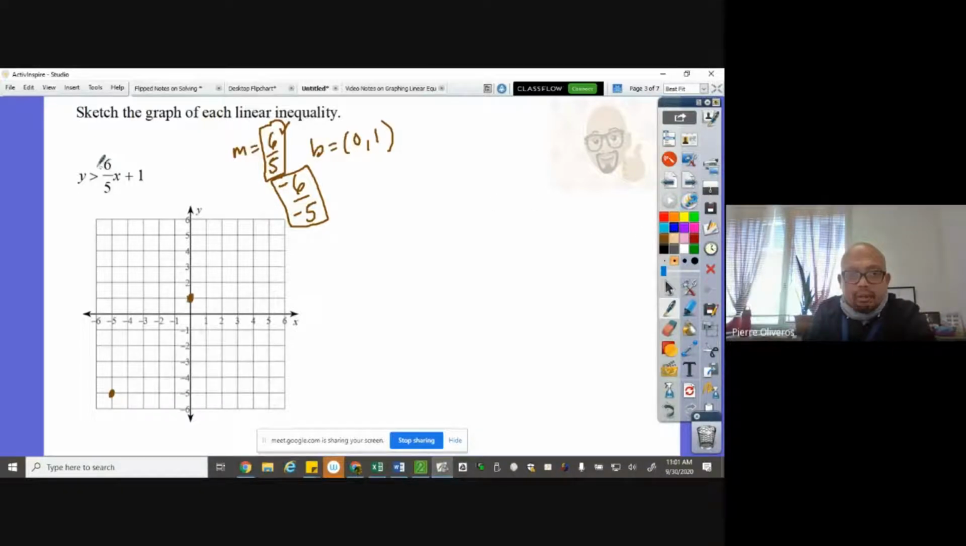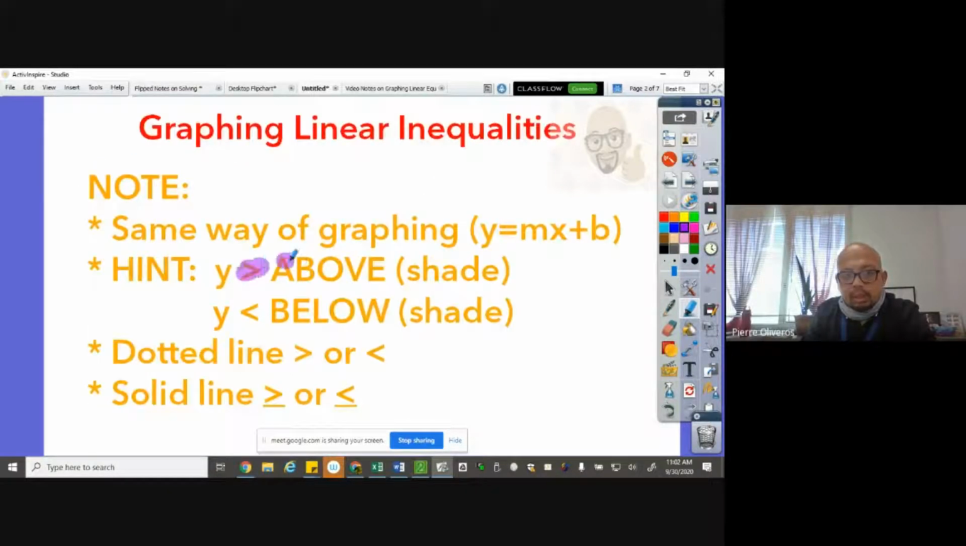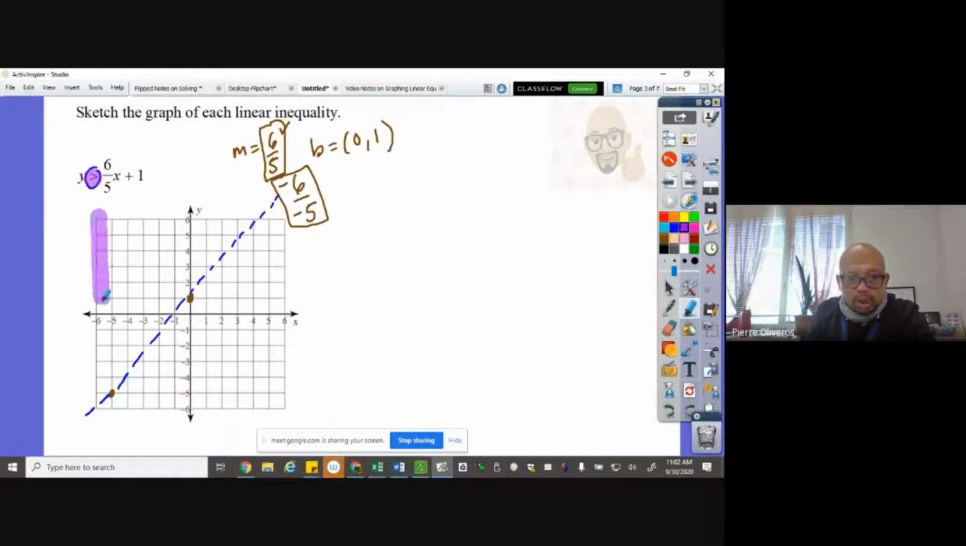So here I have a greater than, so I know it's going to be a dotted line. And since this is greater than, as I told you a while ago, we're going to shade the above portion of the line, and the above portion is right here.